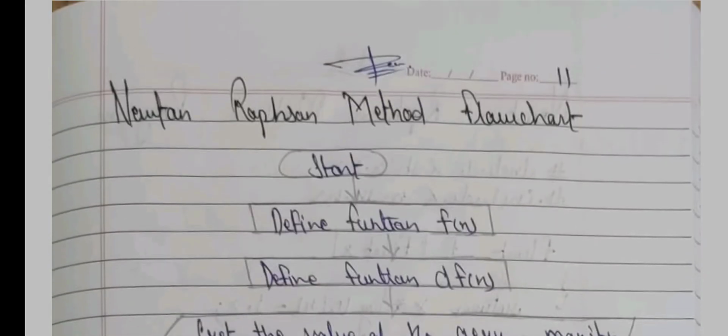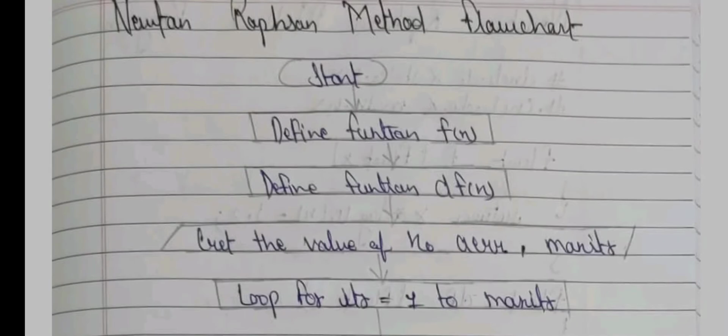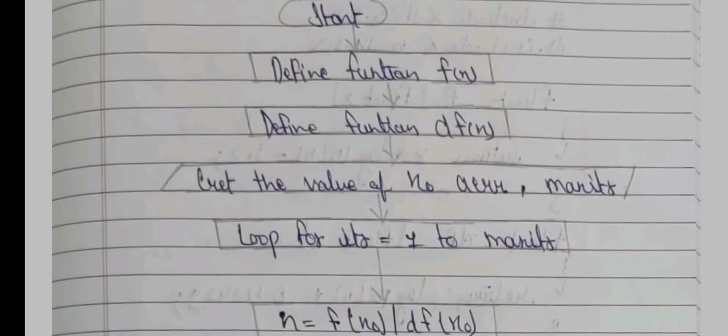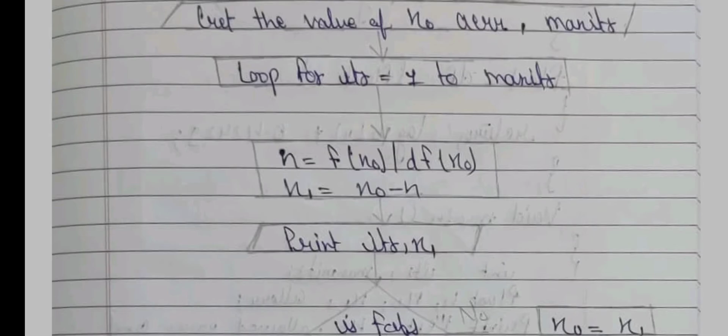Now we will have to discuss the flow chart of Newton-Raphson method. Newton-Raphson method starts. Now we have to define the function f of x. Then we have to define the function d f of x, that is differential of f of x. Now we have to get the value of x0, error, and maximum iteration. Now we have to apply the for loop with the iteration I to maximum iteration, that is n. Now we have to apply the formula that x is equal to f of x divided by d f of x, that is differential of f of x, and x1 is equal to x0 minus x.